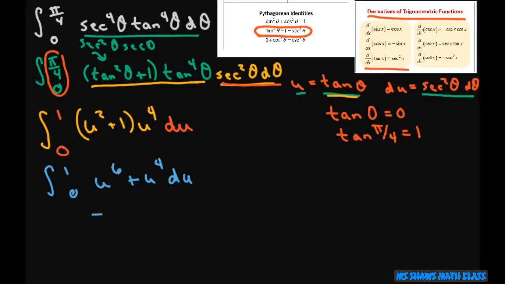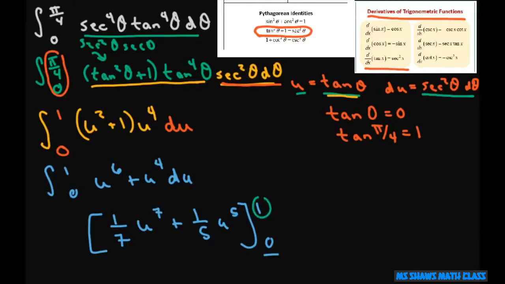So when you integrate, you're going to get 1/7 u to the 7th plus 1/5 u to the 5th, and we're evaluating from 0 to 1. So when you plug in 0, you're going to get 0. So the only thing we need to do is plug in 1, and that's going to give you 1/7 plus 1/5, which equals 12 divided by 35.